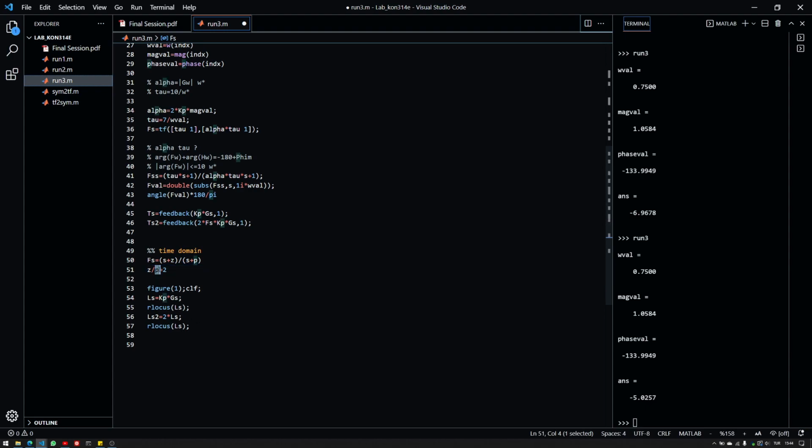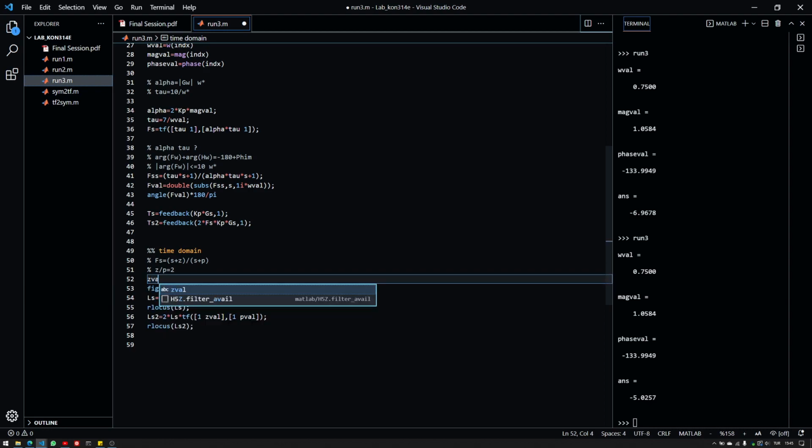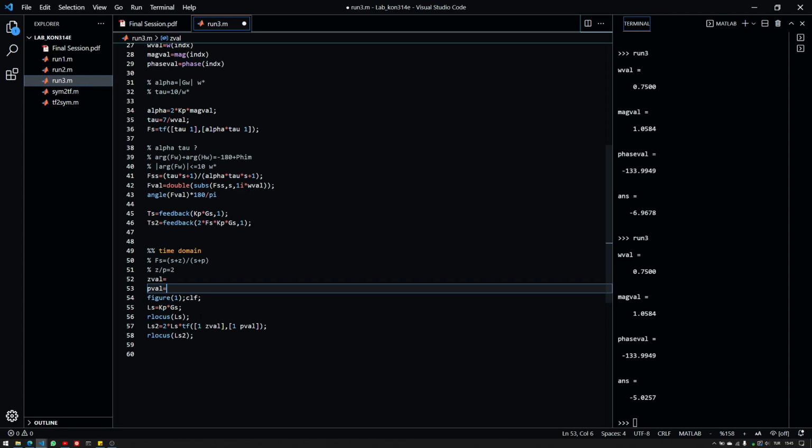For example, choosing P equals 1 and Z equals 2 could be one solution. So we might try that out. Let's say TF, and then 1 Z and then 1 P. So let's say P val and Z val. So let's get rid of this. So there will be a certain Z val and a certain P val.